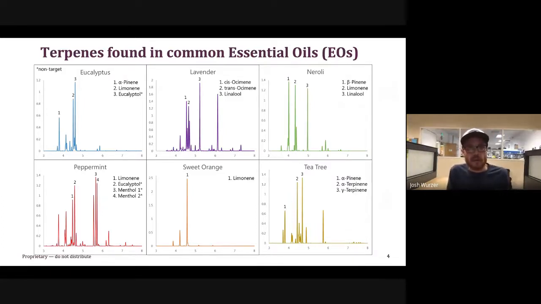Here we're looking at a bunch of different plants or essential oils you may be familiar with: eucalyptus, lavender, peppermint, tea tree, all essential oils that you probably have some experience with. When you look at them, the major constituents of each of these essential oils are terpenes as well. And most of these terpenes are actually the same ones you'll find in different varieties of cannabis.